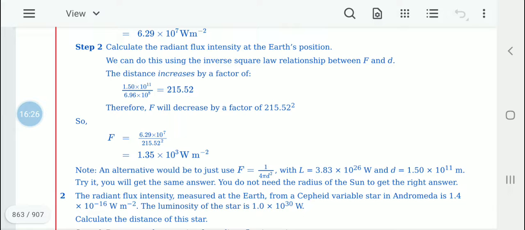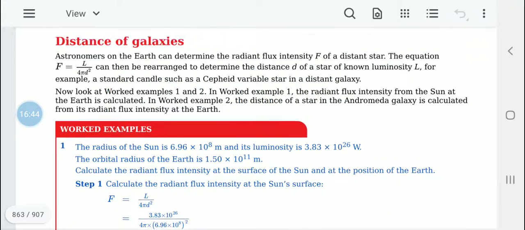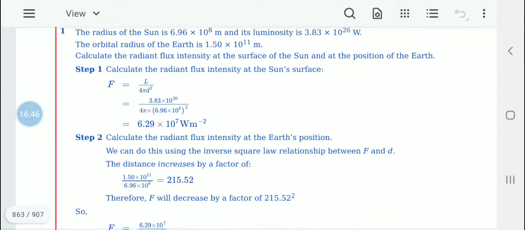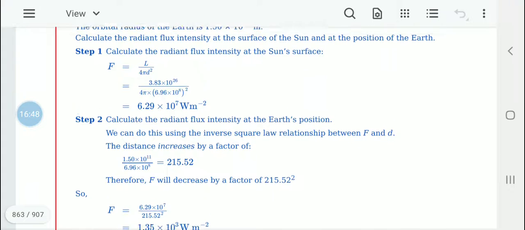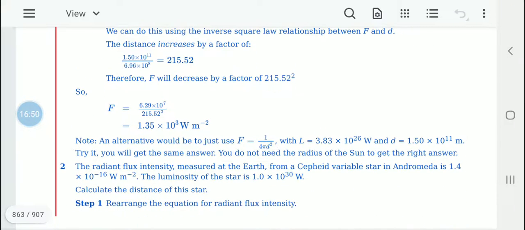So that is using the inverse square law. If you use F equals L upon 4 pi d squared with L being 3.83 × 10^26 watts and d being 1.5 × 10^11 meters, we will get the same answer. We will get the same answer, taking the orbital radius of the Earth as the same value.